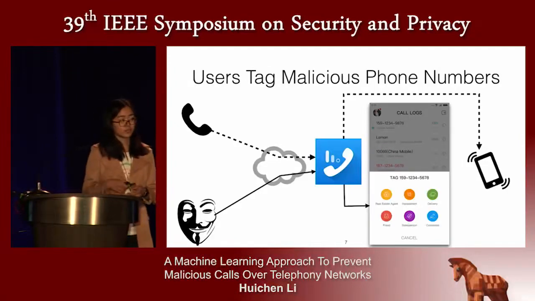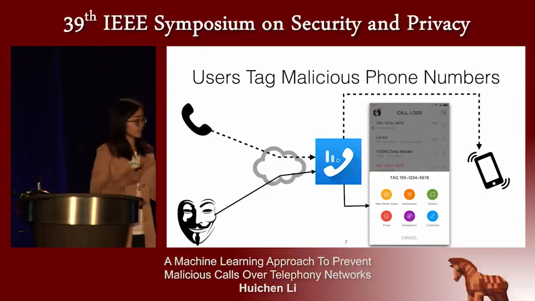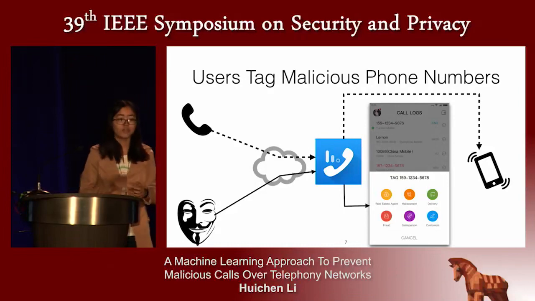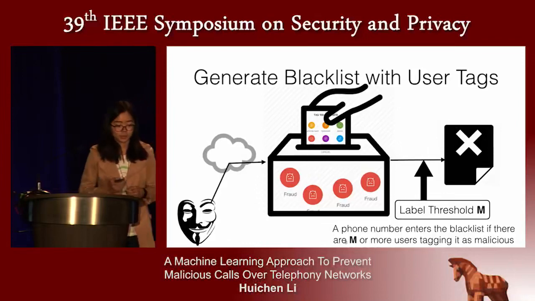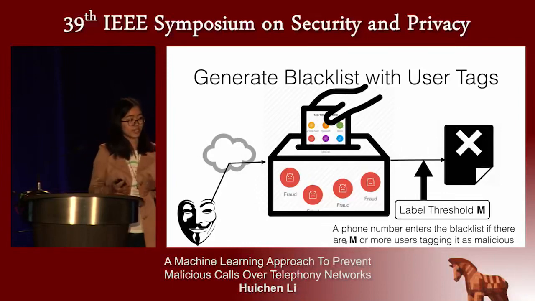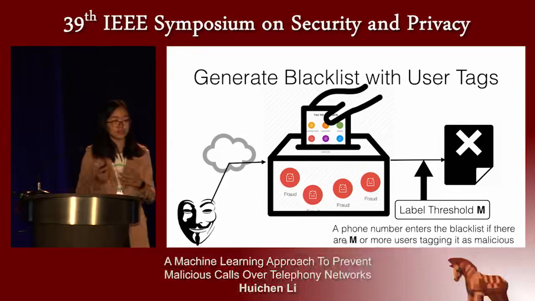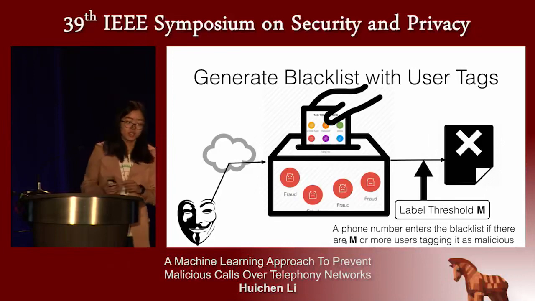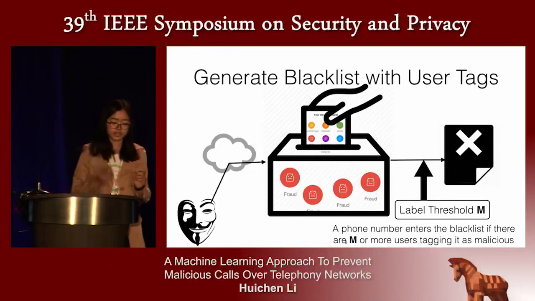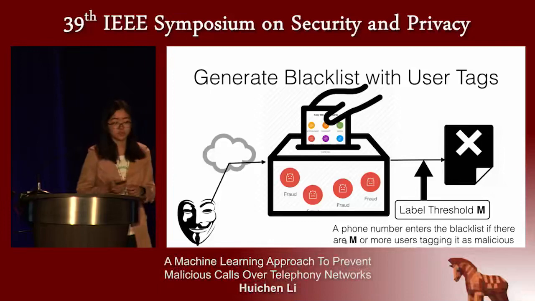When the user hangs up a phone call, he can label the number as malicious, or this app may also actively prompt the user to tag a suspicious call. So after we collect a bunch of such tags, we can generate a blacklist. If a number is labeled by more than m different users, we will put it into the blacklist. Please pay attention to the label threshold m here, as we will use it later.